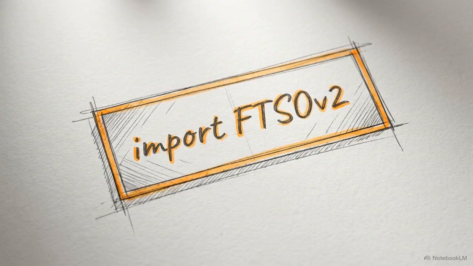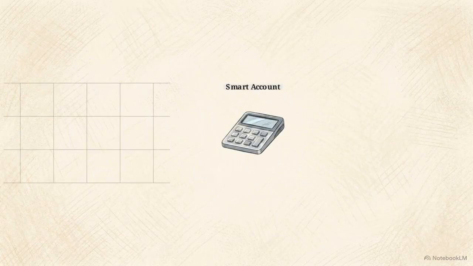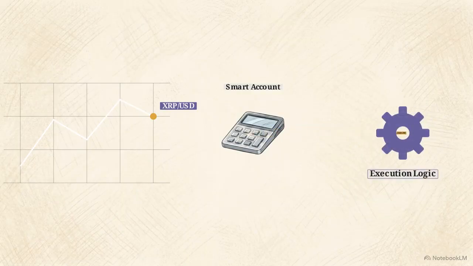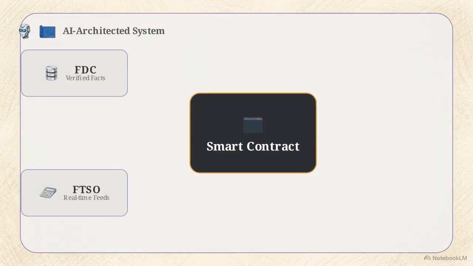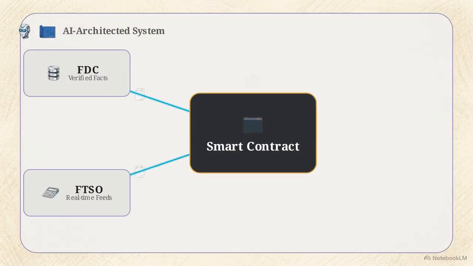Next, tell the AI to import the FTSO v2 registry. We need the contract to fetch the real-time XRP to USD price feed. This ensures the smart account can calculate the exact value of the incoming tokens before executing its logic. When you explicitly prompt the AI to embed these data and price verifications directly into the architecture, the resulting application requires cryptographic proof to execute. It naturally rejects unverified data injections.